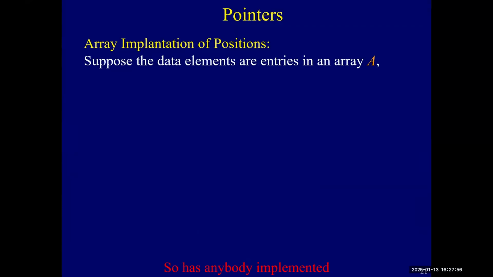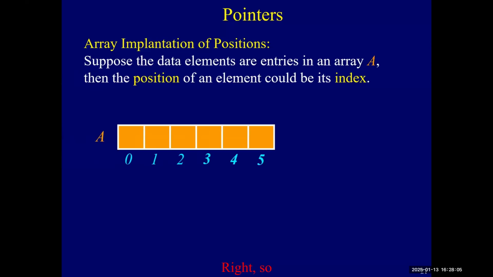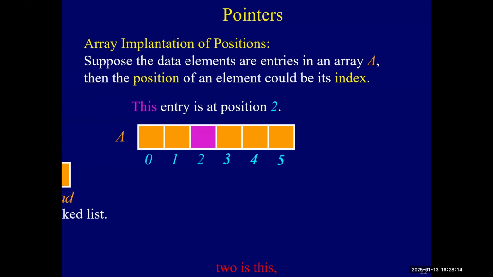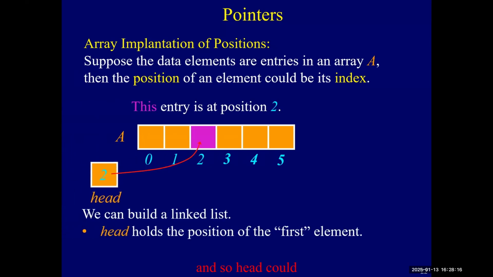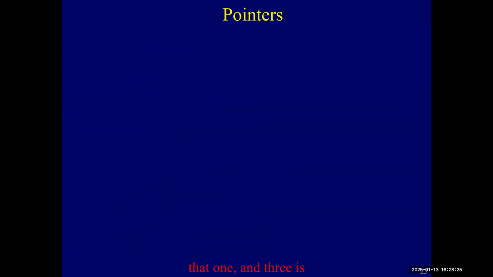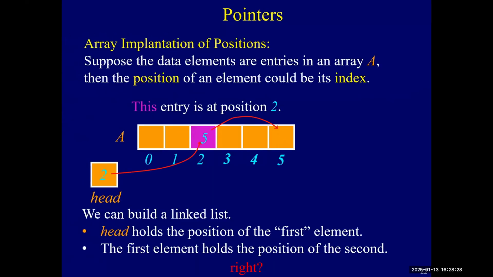So has anybody implemented their own pointers using an array? Right, so here's an array. The entry at position 2 is this. And so head could contain the number 2, which is pointing to that. And then 5 is pointing to that one, and 3 is pointing to that one, and so on, right?